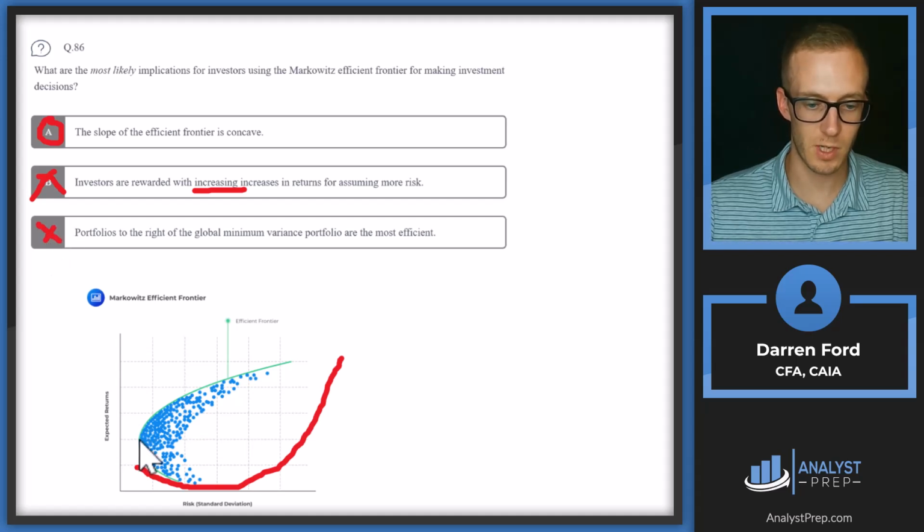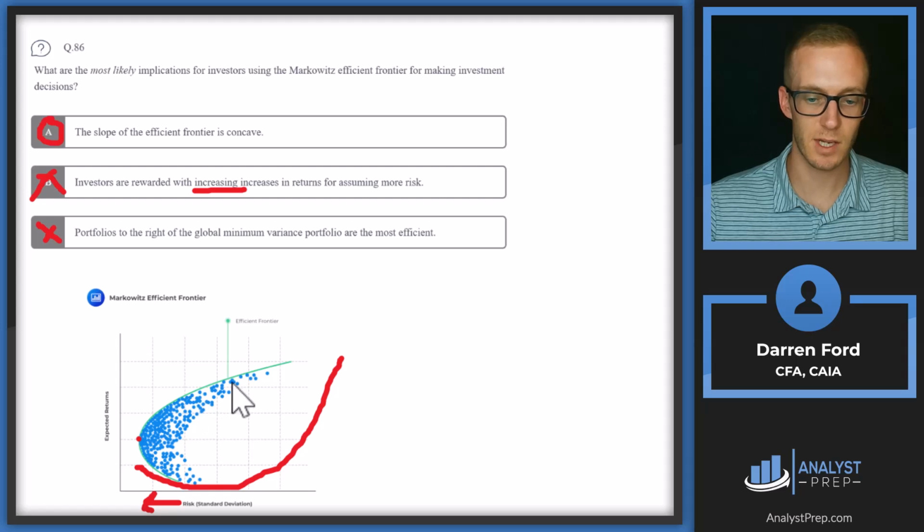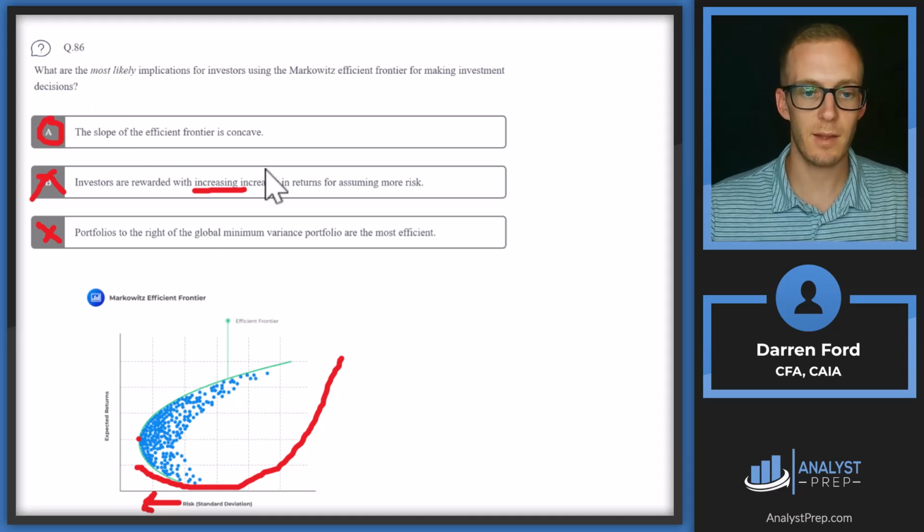Minimum variance portfolio is going to be about right here, since it's the furthest point left, so lowest risk. And anything here to the right of this, these are going to be more efficient. Anything on the line is going to be considered to be the most efficient. Anything to the right or down this way on the curve is going to be less efficient. So we can stick with answer A. The slope of the efficient frontier curve is concave.